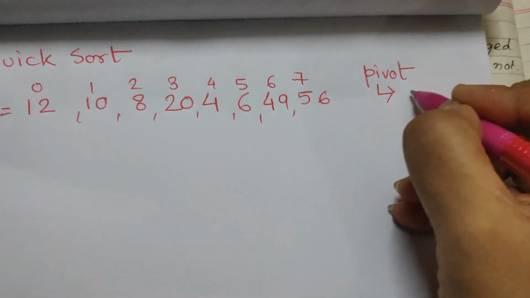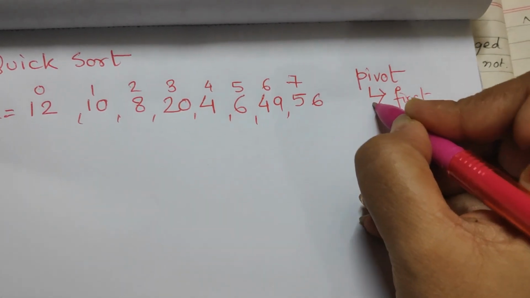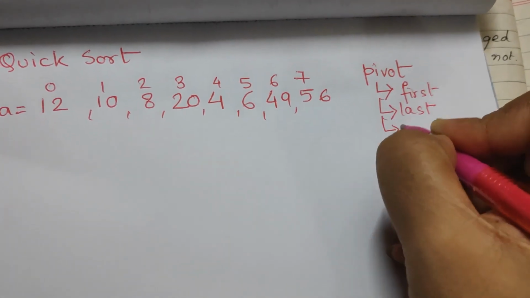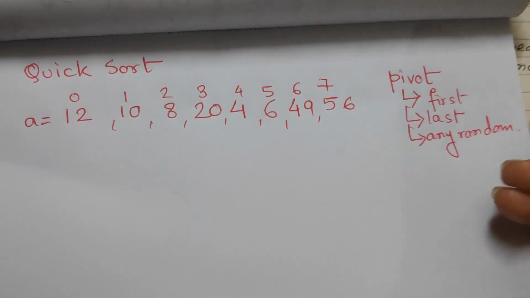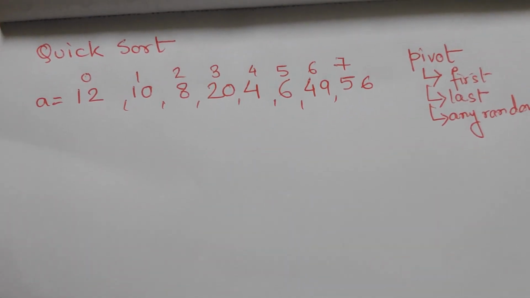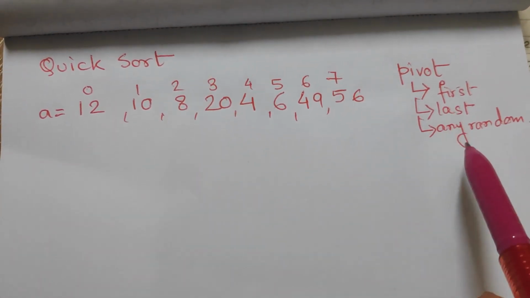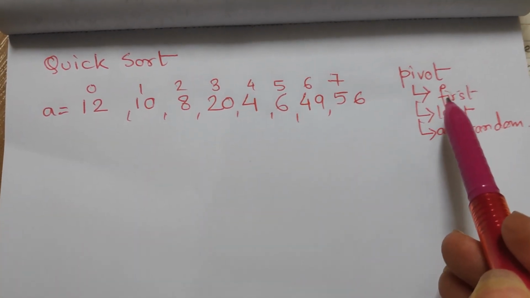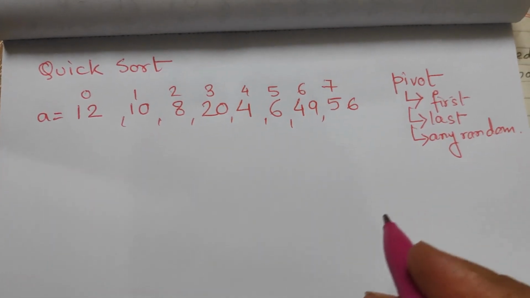Now, you can choose the first element as the pivot, or the last element as the pivot, or any random element as the pivot. So there are three ways this quicksort algorithm can be implemented using a pivot: first element, last element, or any random element. So we will consider the first element as the pivot element at every pass.